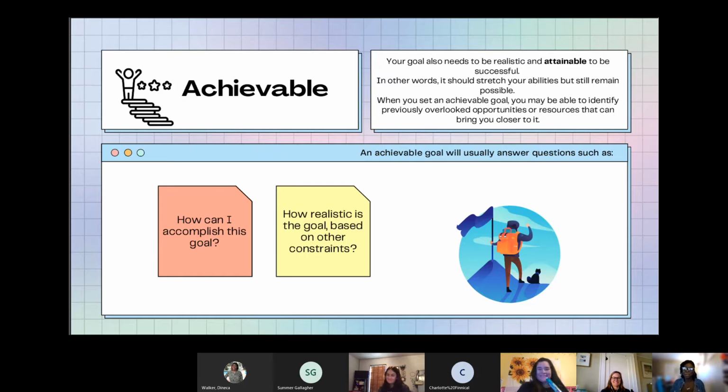When you set an achievable goal, you're probably going to be able to see opportunities and resources that are going to bring you closer to it. So if a goal is achievable, it's usually going to be able to answer how you are going to accomplish this goal, and how realistic this goal is based on other constraints. I can't be Beyonce because I was born Charlene. I also can't sing, and she's here already. So therefore it's not realistic or achievable.